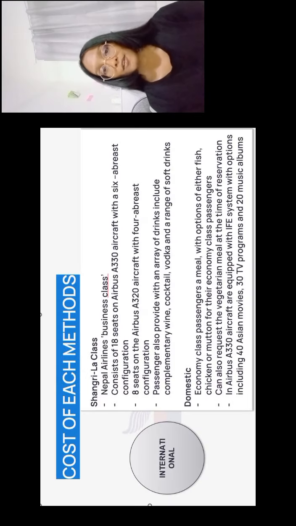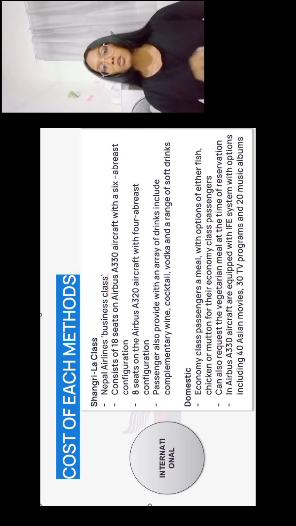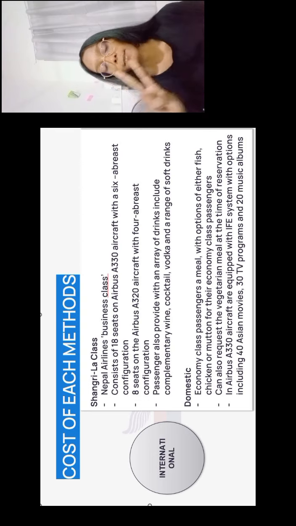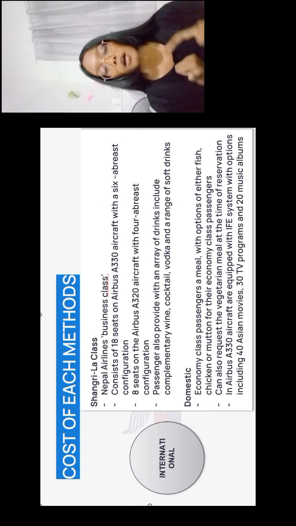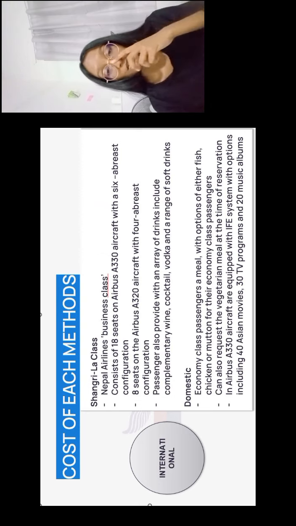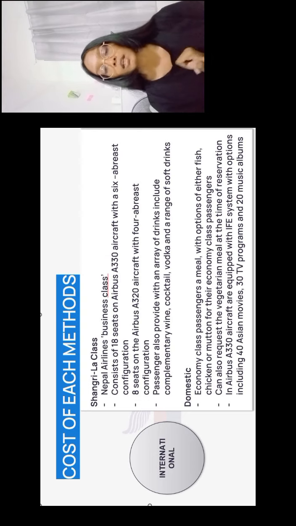So guys, I believe that you guys understand what was told before. So for now, I am going to explain the cost of each method in Nepal Airlines. I'm going to talk about 2 cabins, which are international cabin and domestic cabin. In international, there are 2 types, which are economy class and business class. In domestic, there is 1 type, which is economy class.